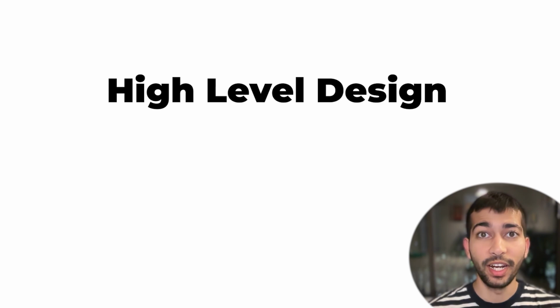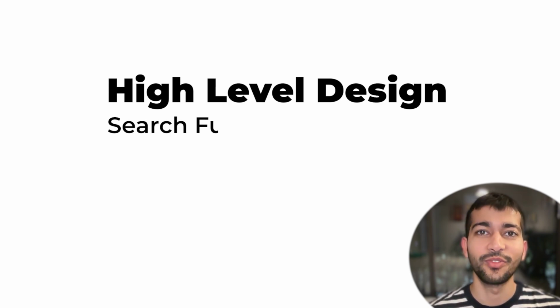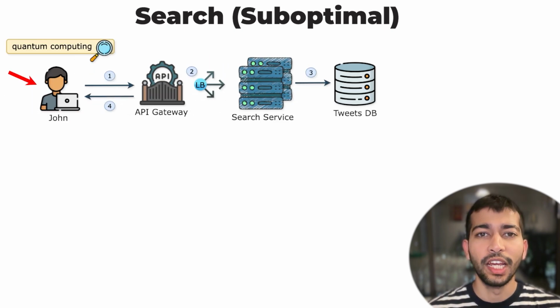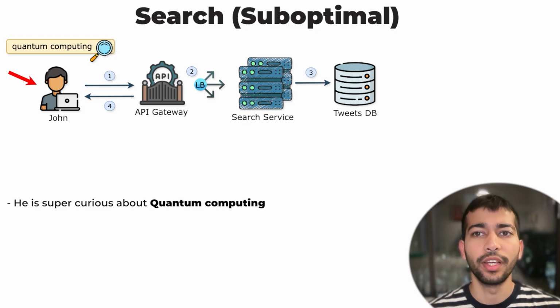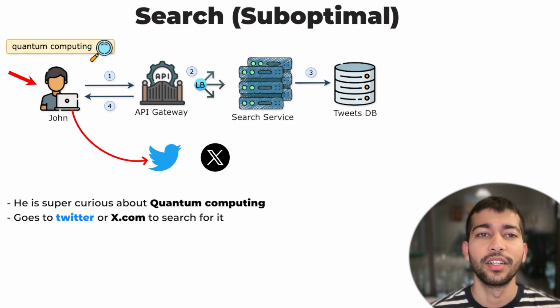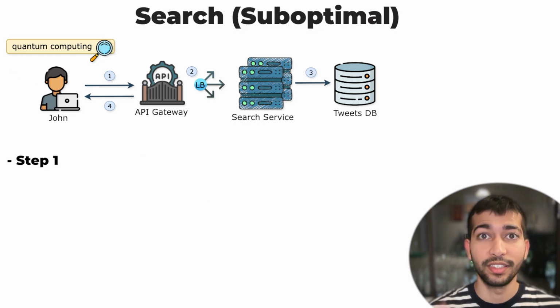Let's now move on to the high-level design. We'll do the high-level design for our search functionality. So let's walk through a basic search flow on Twitter, focusing on how it works. Meet John. He's curious about quantum computing and goes to Twitter or x.com to search for it. Here's what happens next.